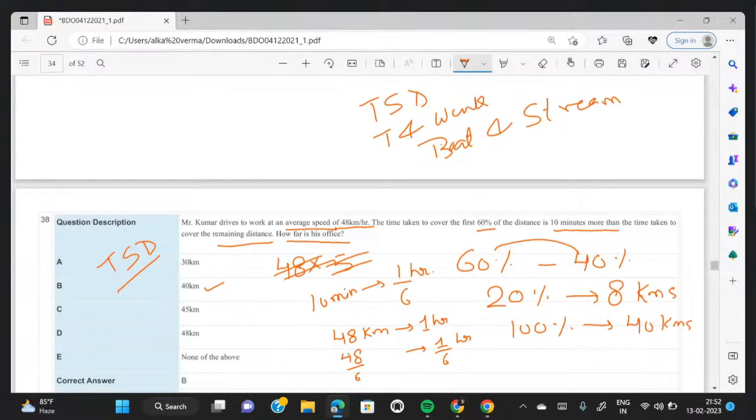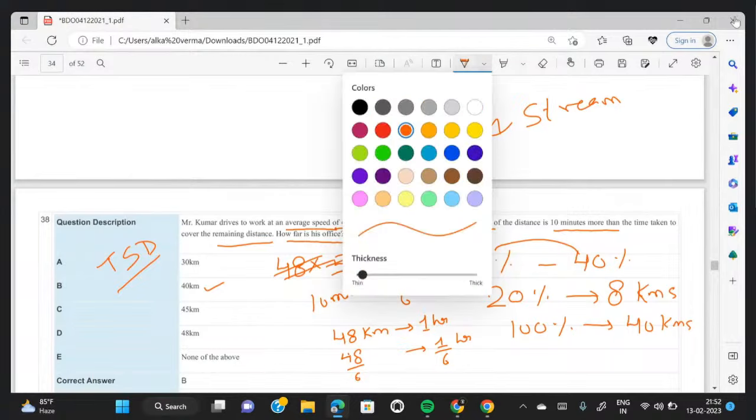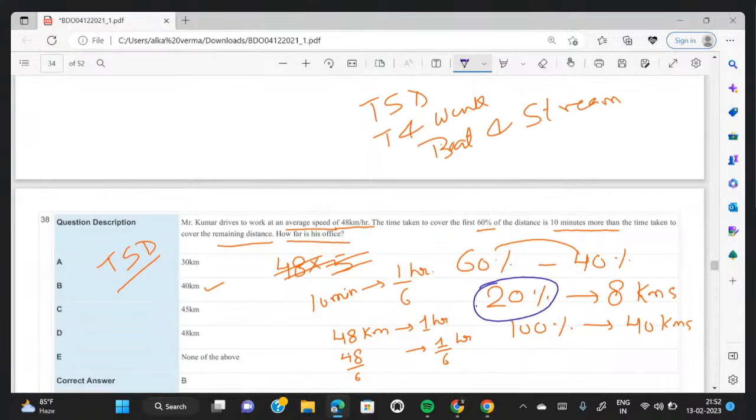Again, I'll explain. 60% distance is covered and the remaining will be 40% distance. So the difference is 20% distance. This remaining 20% he is covering in 10 minutes. How much distance is it?